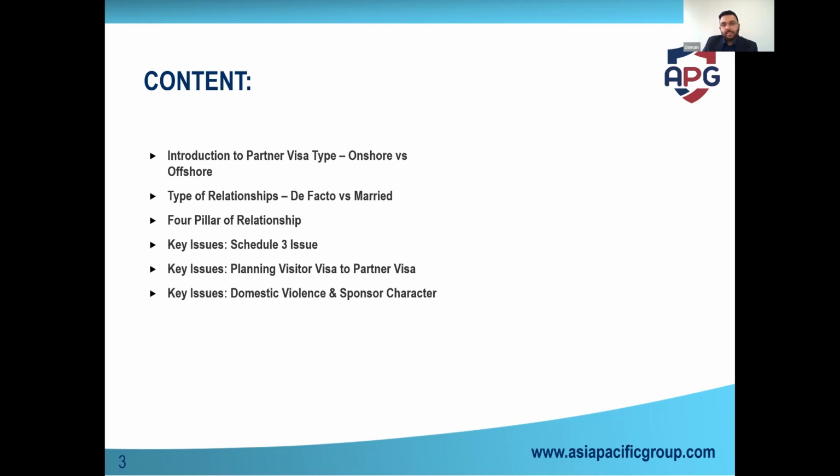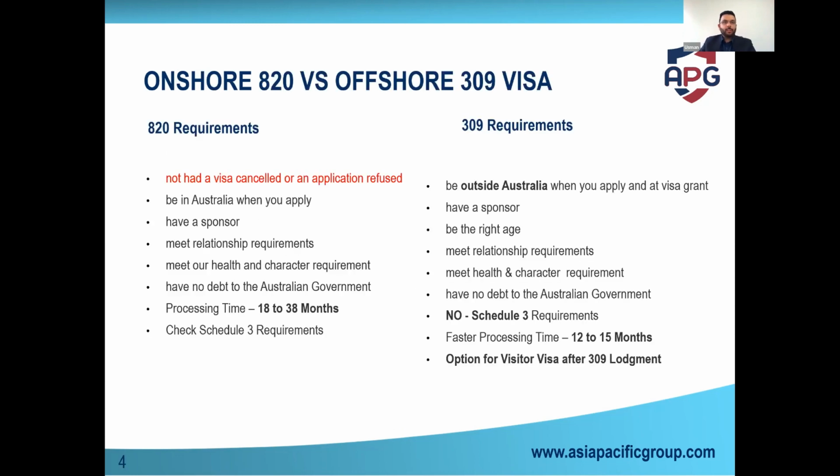And lastly, we'll discuss how your sponsorship, if you are the sponsor and you're sponsoring your spouse or partner, can be refused. Two of the most common reasons why sponsorships are refused are domestic violence and the sponsorship criteria, character problems. So we'll discuss these one by one. So let's go. Let's start with the basics.